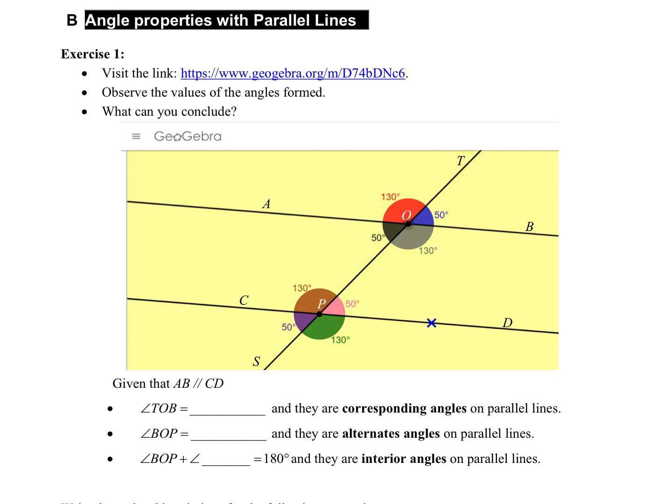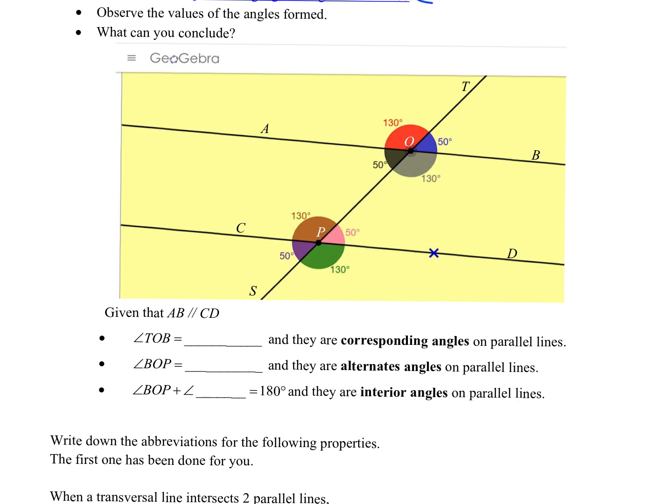If you like, you can use the GeoGebra applet in the link over here. You can play around with it, drag the points, and observe some of the properties. But what are some of the values of the angles that have been formed, and what can we conclude from them? What we have down over here is quite obvious. The angle TOB, which is 50 degrees, actually equals the other angle TPD.